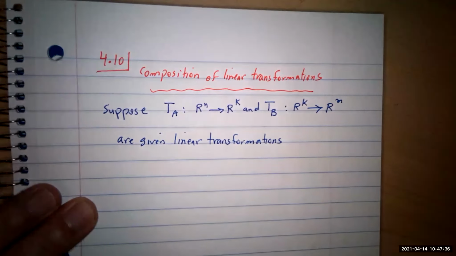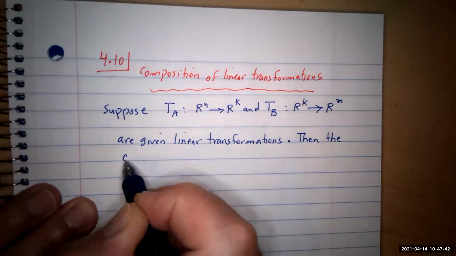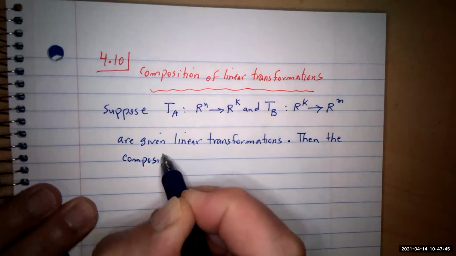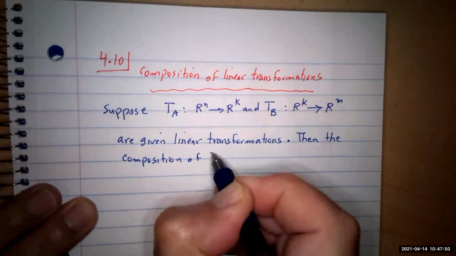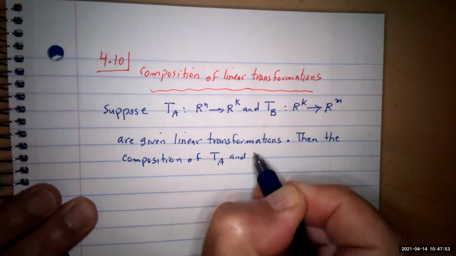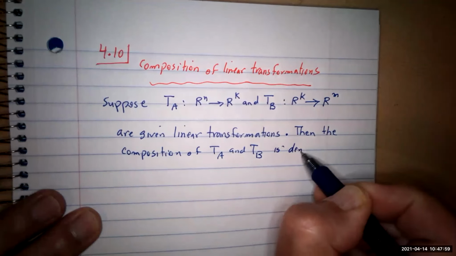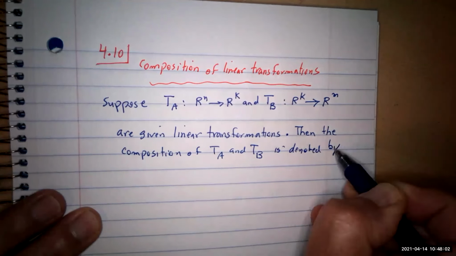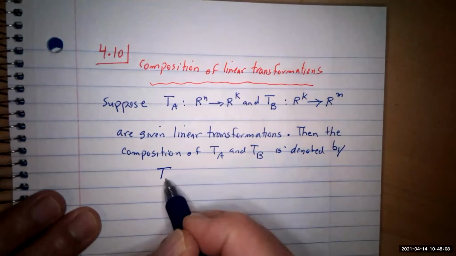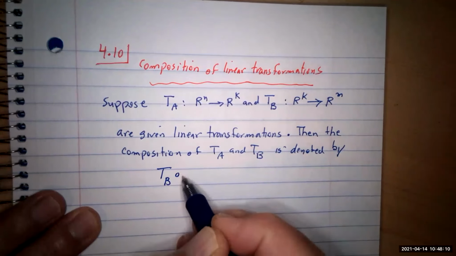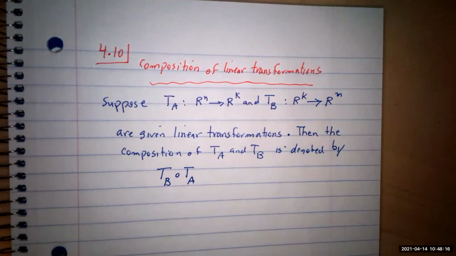If they are linear transformations, then we can define the composition. The composition of TA and TB is going to be denoted by TB ∘ TA. So it's a composition of TB and TA.